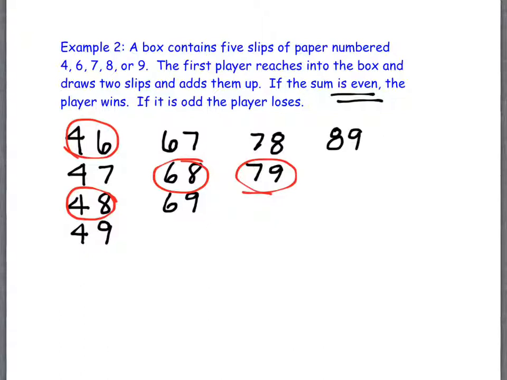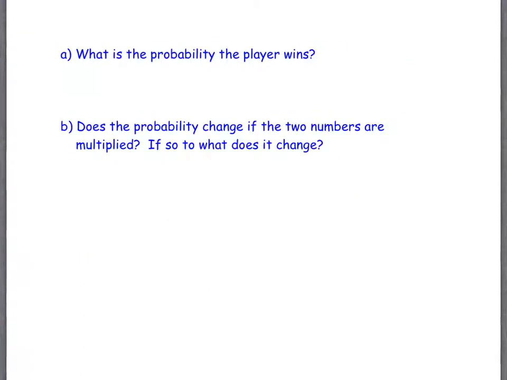Yeah. All right, so there's 4 of them that they win, right? Out of how many? Out of 10. We can either write that as a decimal or we can write that as a fraction. I'll write it as a fraction this time. It's 2 out of 5. The probability the player wins is 2 out of 5.